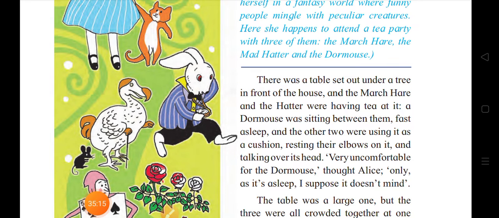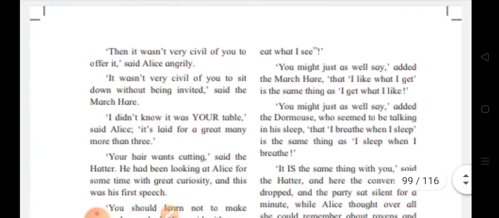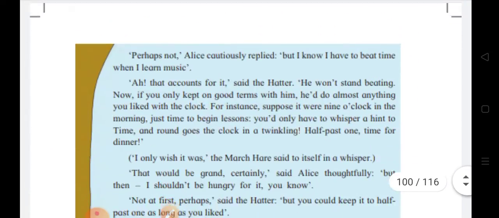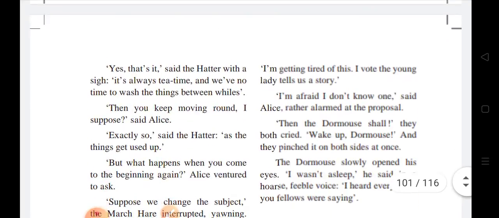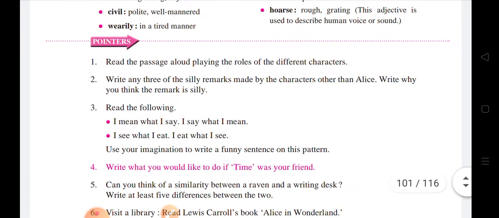Yes, I hope you have understood the story. There are meanings given at the end of the lesson. You can go through all the meanings, and you can even try to find out the meanings of the words which you have not understood, right, students? And for your homework, you can find out the answers to the questions given here in the textbook.